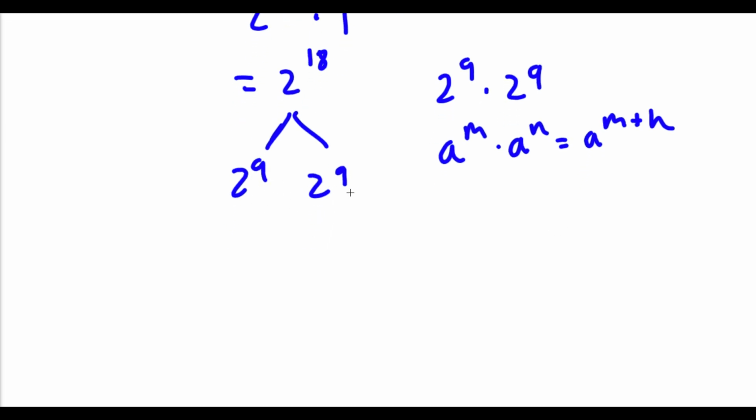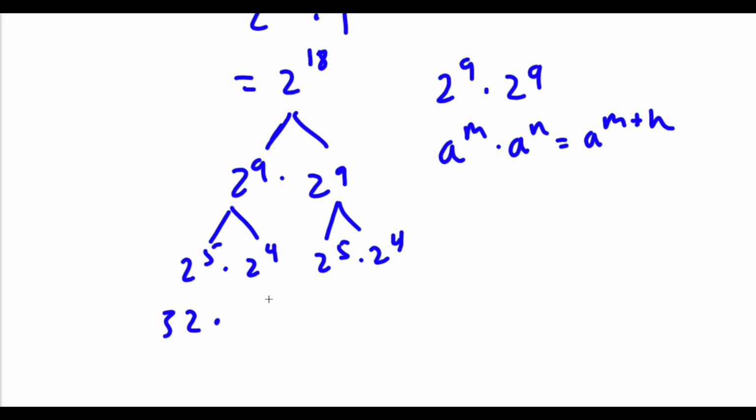So now 2 to the power of 9 is equal to 2 to the power of 5 times 2 to the power of 4. 2 to the power of 5 is equal to 32, and 2 to the power of 4 is equal to 16. We have this times 2 to the power of 5, again 32, times 2 to the power of 4, which is 16. Now to simplify this, we have 32 times 16 times, again, 32 times 16.